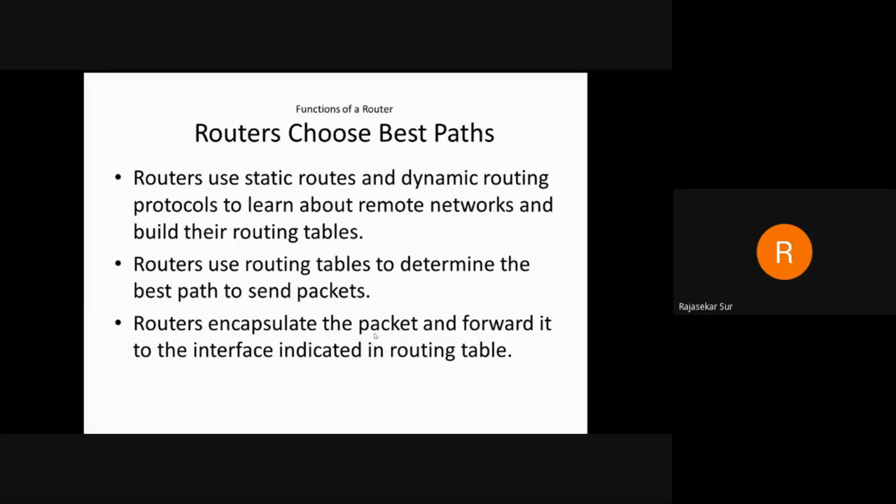Routers encapsulate the packet and forward it to the interface indicated in the routing table. What is encapsulation? It means adding something. You might have studied this last year. Encapsulating means every layer adds something. The transport layer will add the port number. The network layer is going to add the IP address. The data link layer will add the MAC address. So encapsulating means something is added to your packet and it is wrapped or covered. The router is going to add the routing information in the packet.